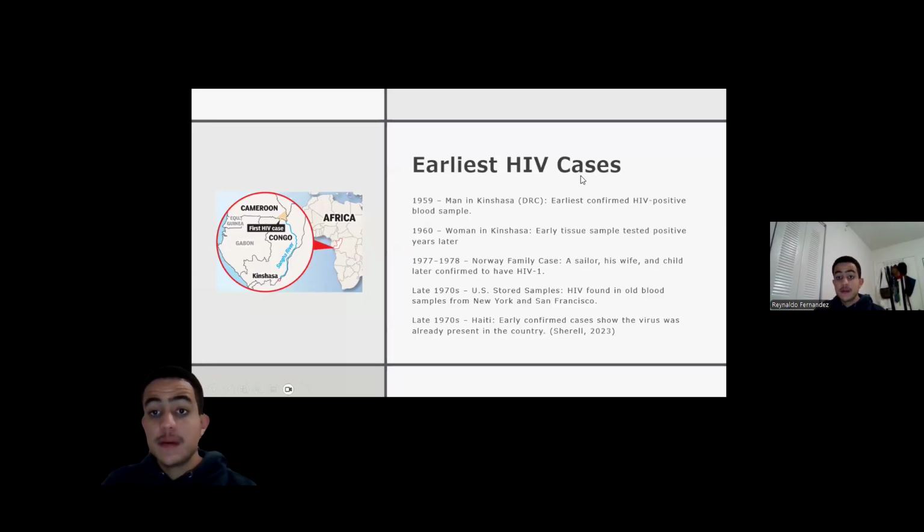The earliest HIV cases. So basically, we have a tissue sample or blood sample from 1959 of a man in Kinshasa. Kinshasa is a region in the Democratic Republic of Congo, and they had preserved a blood sample from someone who had an infection, and it was later discovered that it was HIV in 1959. And then in 1960, we also have a woman who also tested positive for HIV from the same region.